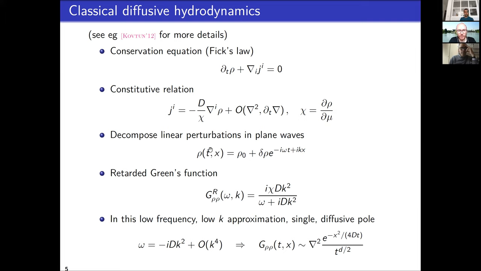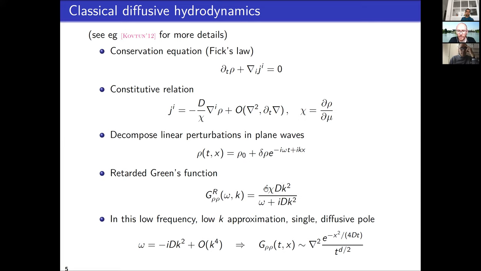To solve the system, we decompose it into linear perturbations in plane waves. Since we have translation and rotation symmetry, we can do that. So now we'll be looking at the density fluctuation delta rho. Then there's a well-known procedure to compute the retarded Green's function of the system when we perturb it with a small variation of, say, the chemical potential. And from there, we extract the density-density retarded Green's function in Fourier space.